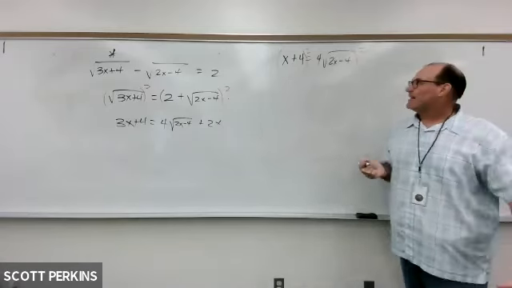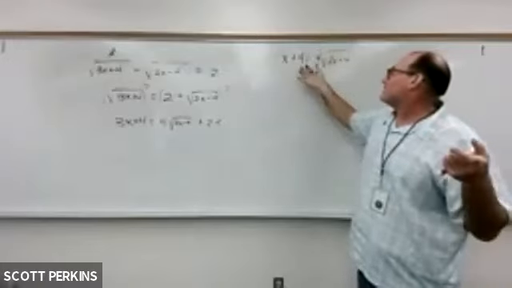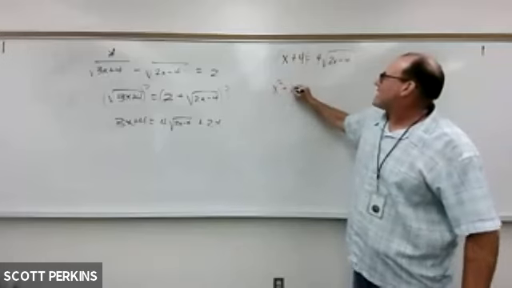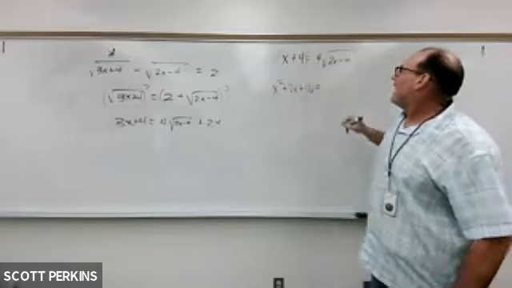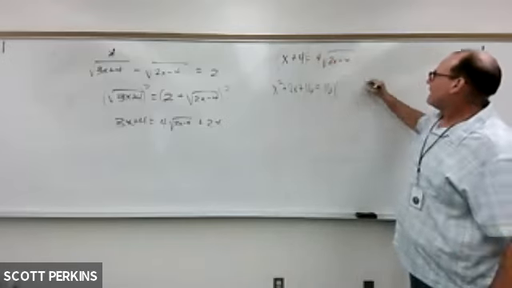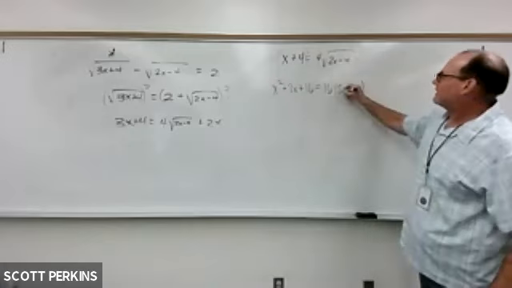So on the left side of this, we did this earlier. This is just foiling. Now this looks like fun foiling compared to what we just did. So that's x squared plus 8x plus 16. On the right side, when I square the 4, 4 squared is 16. And then the square root of 2x minus 4 squared is 2x minus 4.